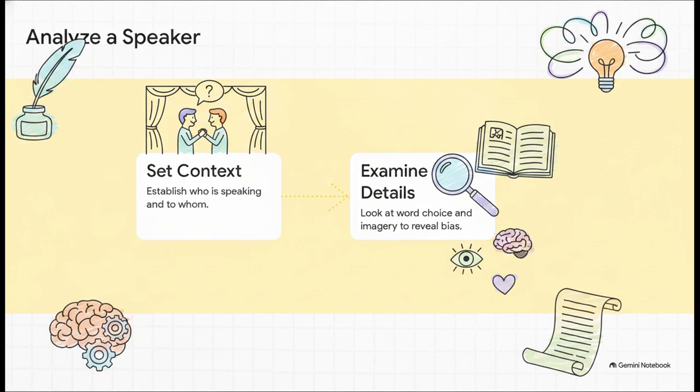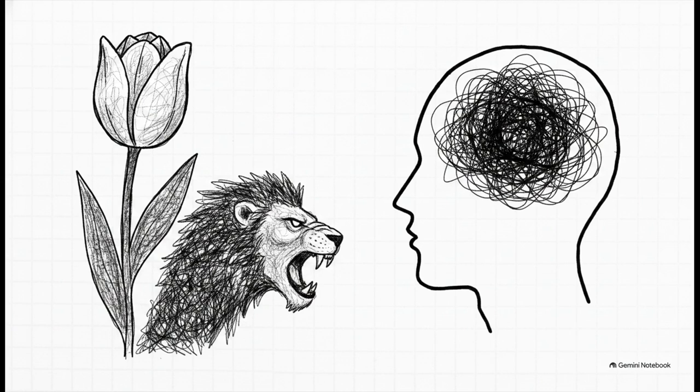Since they are a character, the exact words they choose act like a window, revealing their internal biases and their mental state. And this brilliantly illustrates the point.